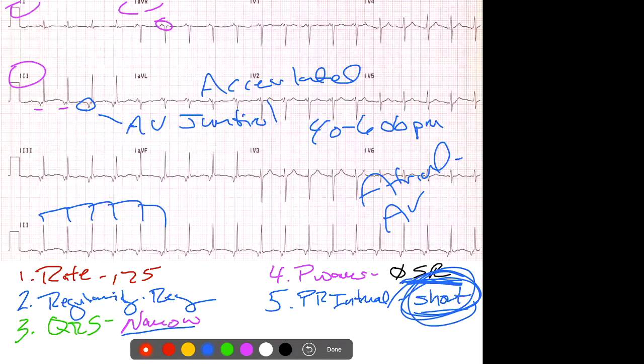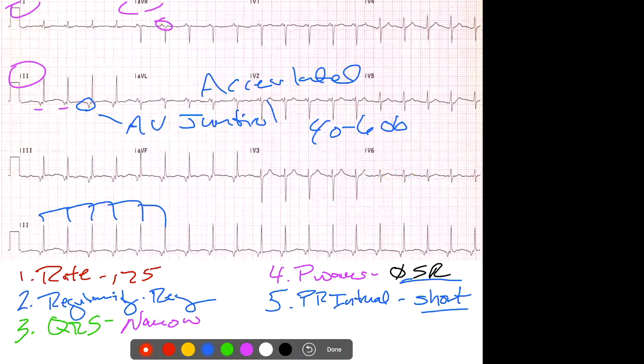So if you've got a shorter PRI, it's coming from the AV area, whereas with a longer PRI, it's coming from more the SA node. How does that go with the inverted P waves? Okay, let me see. I'll try to do my little drawing here if I can. So if you've got the heart, let me just lay this flat and try to draw on this.